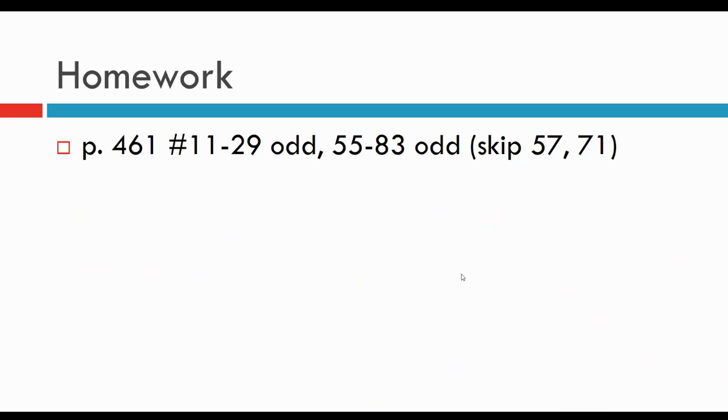All right, so hopefully that review makes sense because once again, you will be dealing with a quiz this week and you're going to see those types of things on the quiz. But what you should be working on then for the first half of this week, it's actually this assignment is going to be due on Friday at midnight. So you do have the week to finish this out. But on page 461, you're going to do 11 through 29 odd, 55 through 83 odd. But then notice that I want you to skip 57 and 71.